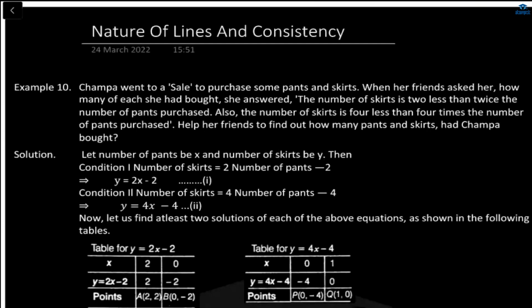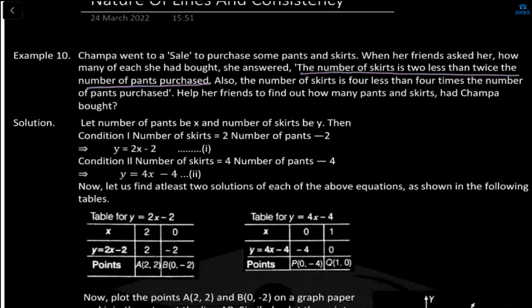Now you see here, the number of skirts is 2 less than twice the number of pants purchased. So the number of skirts, Y, will be equal to 2 less than twice the number of pants. Twice means 2 into X, because pants we have taken as X. So Y is equal to 2X minus 2, because it is written 2 less than. So 2X minus 2, this will be your first equation.